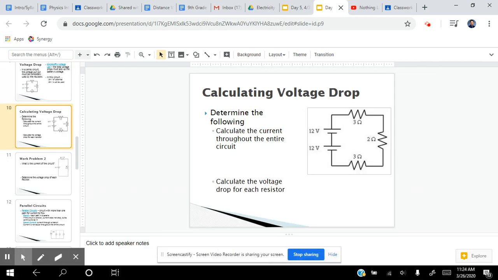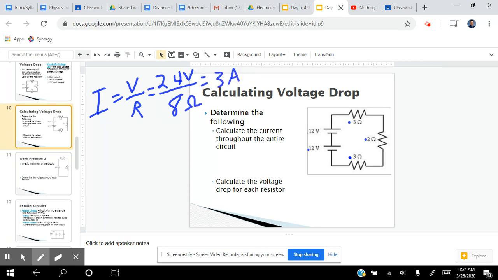So let's actually calculate the voltage drop. Determine the following: calculate the current throughout the entire circuit. So just like before, we can calculate the current. Remember we said current is equal to voltage divided by resistance. So our total voltage is 12 plus 12, so we have 24 volts divided by a grand total of 3 plus 3 plus 2, so we have 8 ohms. So we have 3 amps once again. So that is our total current. So we can say that's 3 amps. Calculate the voltage drop for each resistor now.